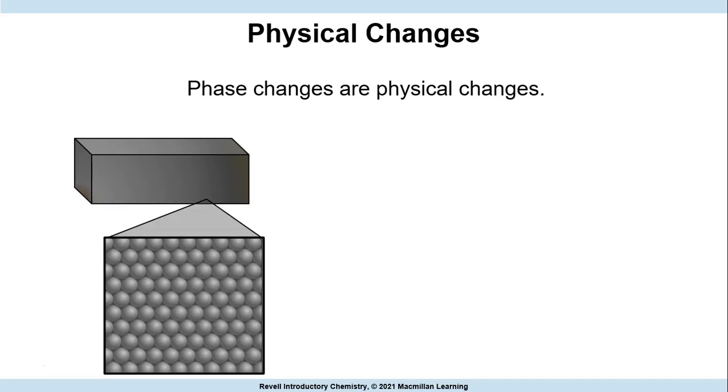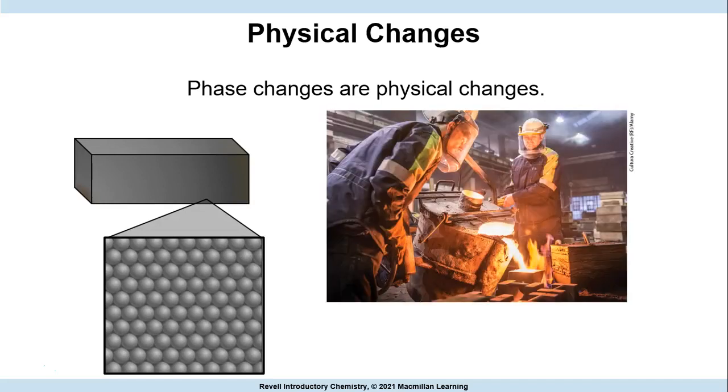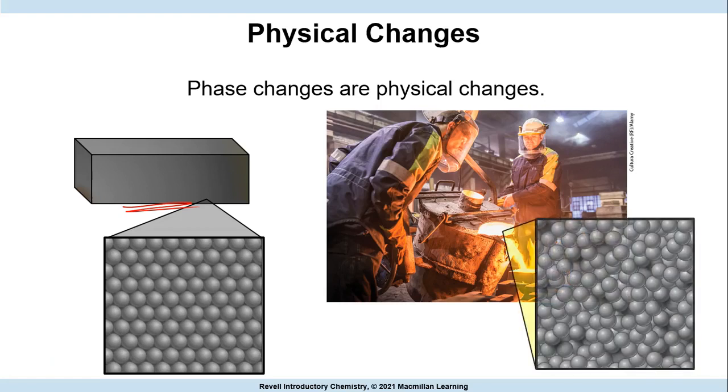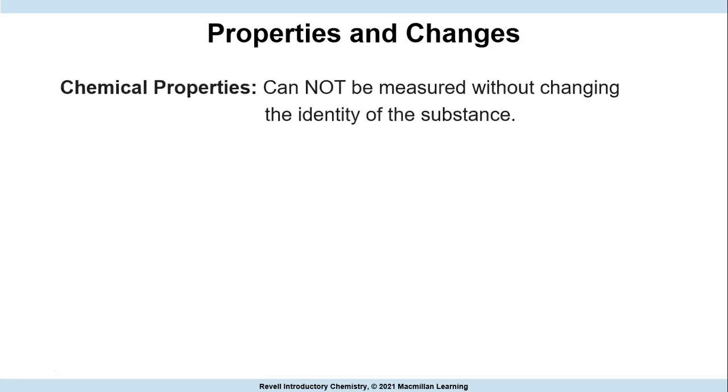Now, this is a bar of gold here. We take this bar of gold and we melt it. We obtain liquid that is still gold. It is a physical change because we haven't formed any new substance. Now, let's continue with the properties and change.